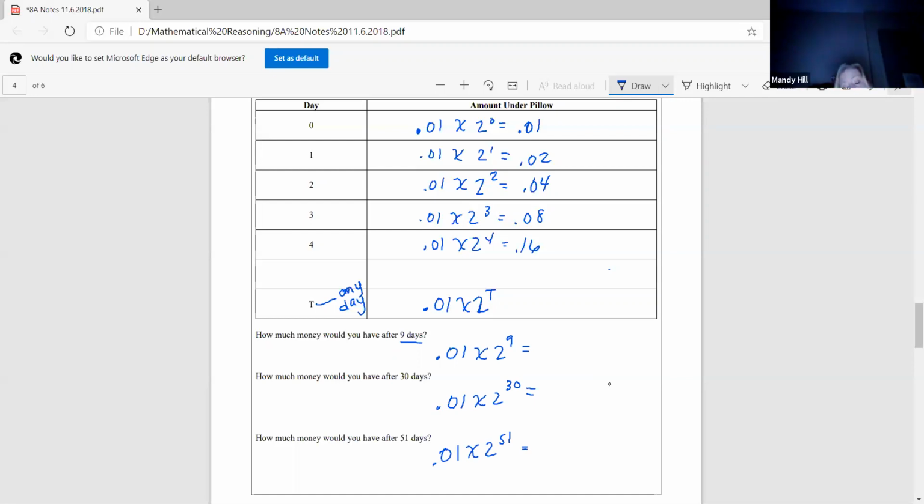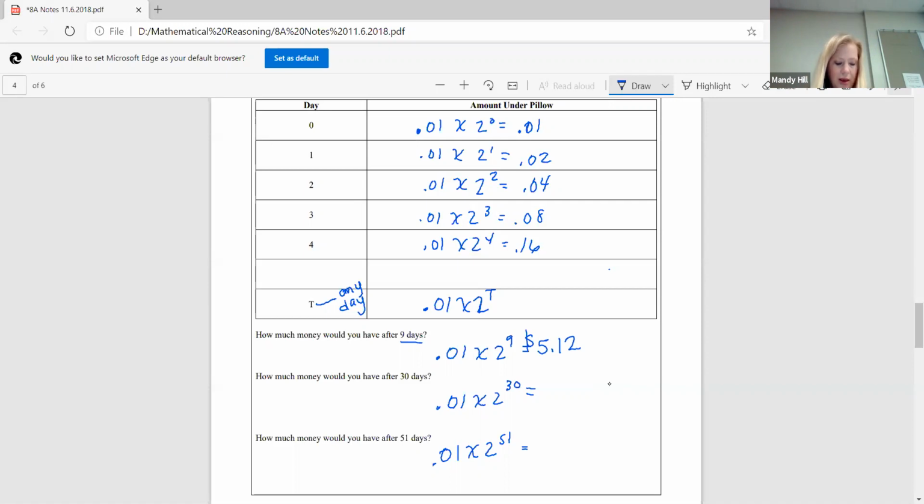Now the difference between this problem and the last problem is just simply that we're not adding on, we're not getting to keep the pennies from the day before. So it's just doubling every time. So 0.01 times 2 to the 9th. Okay, that's going to give me $5.12. So not bad. By day 9, you're up to $5.12.